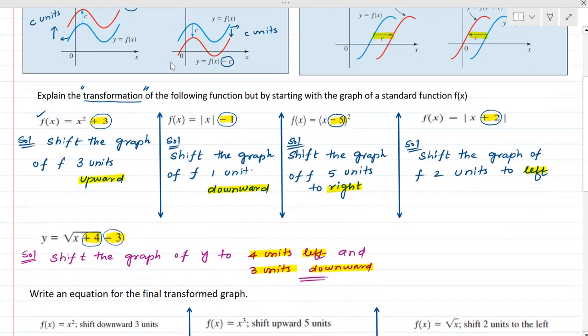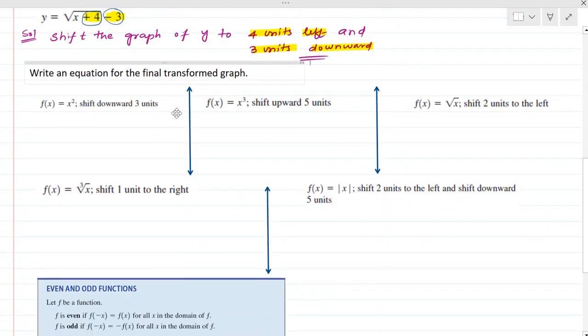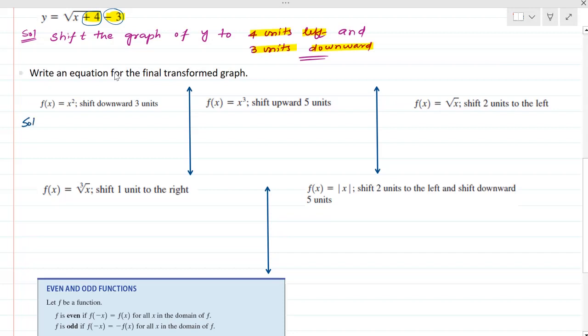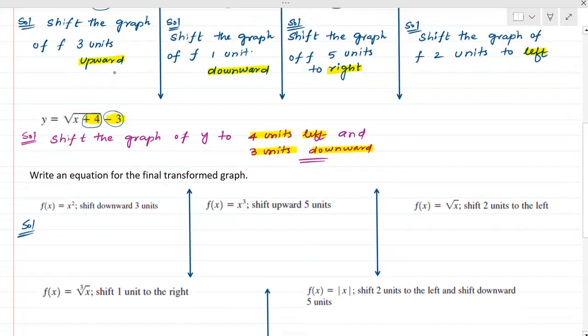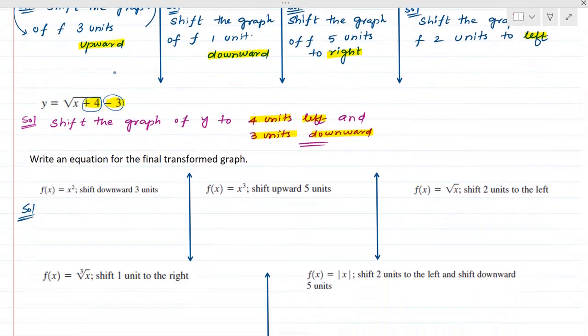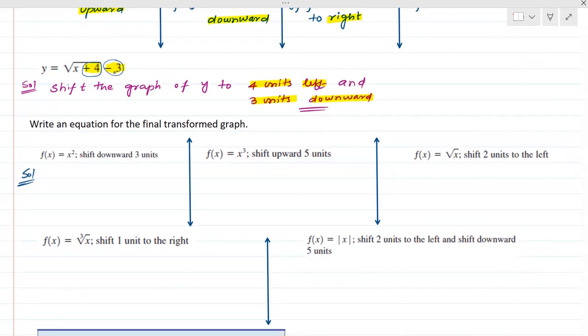That's it. Now here the shifting is given, the transformation explanation is given. You have to construct the function. So how will you construct the function? Just the reverse. Before, the function was given and we were explaining. But here, the explanation is given and we are forming the function now. So this is just the reverse. So how will you say it here?